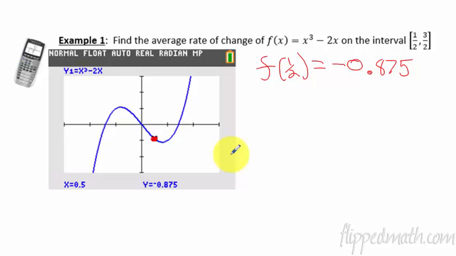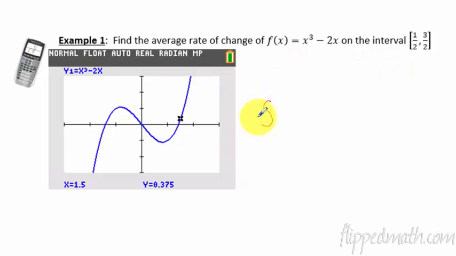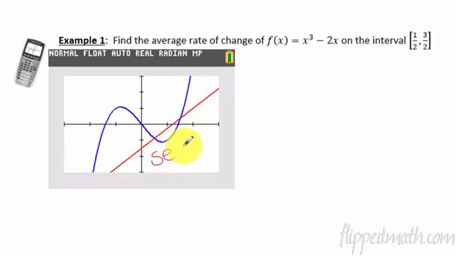Okay, the next one, we're going to figure out what f of 3/2 is. So f of 3/2, I'm going to hit trace, hit enter, it jumps to 1.5, and it's going to equal 0.375. I forget what that fraction is. So there we go. Now go ahead and fill in the dot there. Now the secant line is the line that just connects those 2 points. So go ahead and sketch that graph and label it. That right there is the secant line. That's what this is.